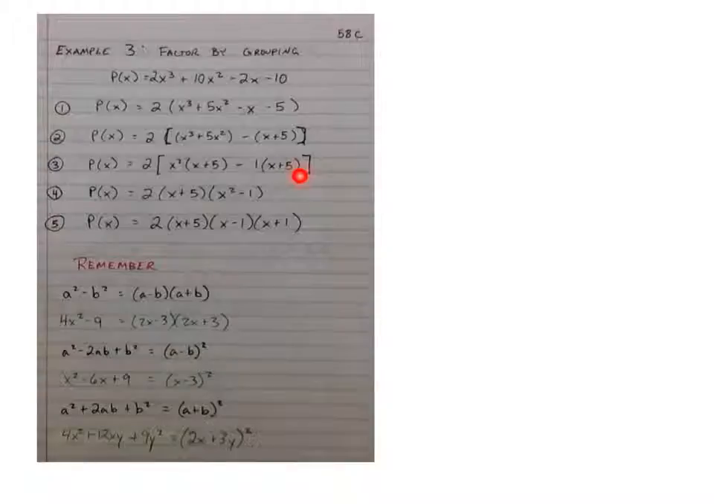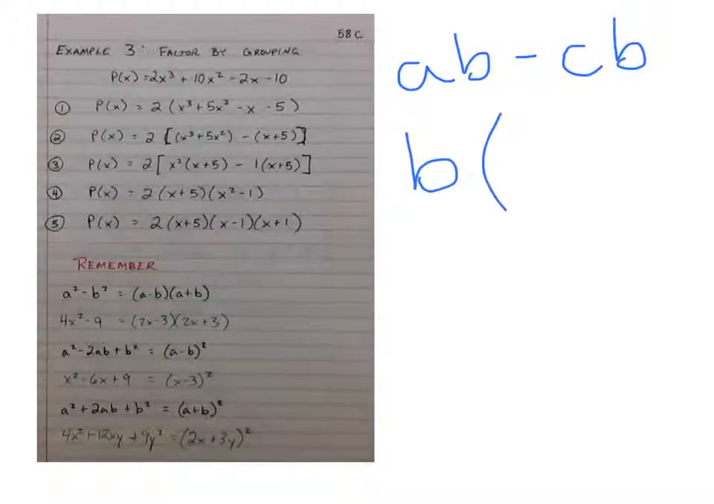Step 4 is to factor out the common binomial. Remember, if you had AB minus CB, you can factor the B out and have A minus C. So in this case, our B is x plus 5. So we're able to factor that out, and we're left on the inside with x squared minus 1.